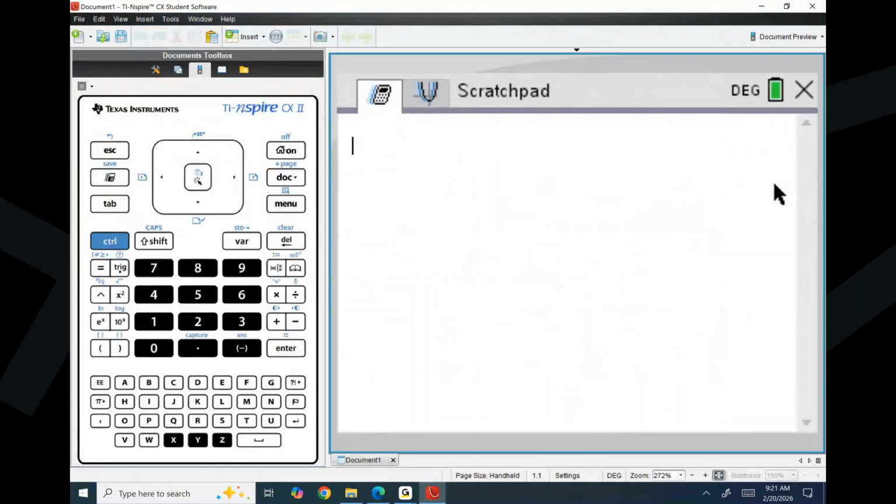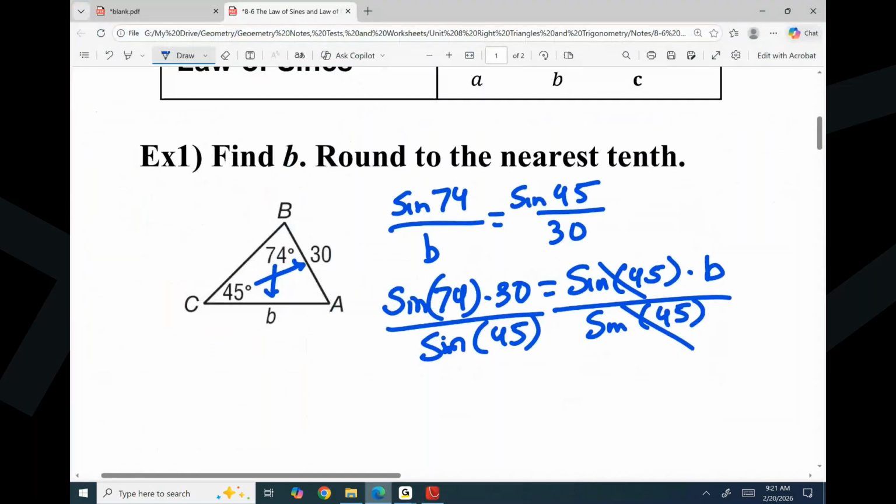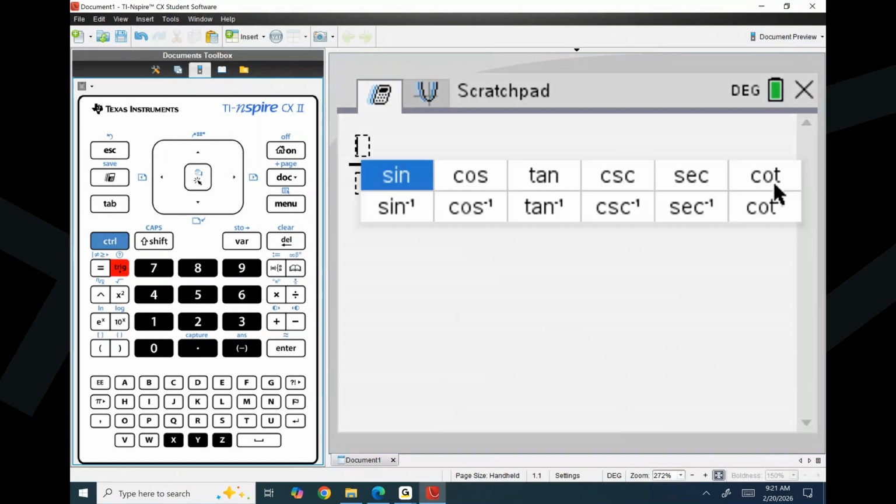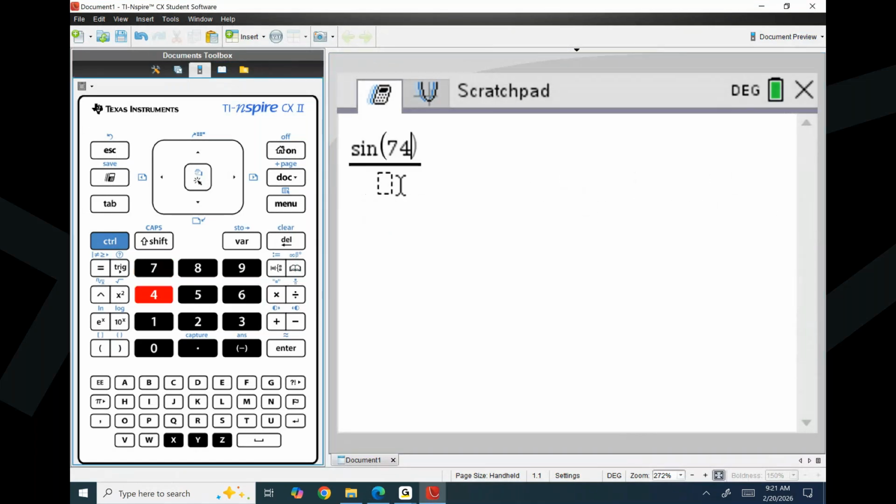And what did we get here? We got the sine of 74. Make a fraction. 74 times what, please? 30 over? Not the inverse sine.